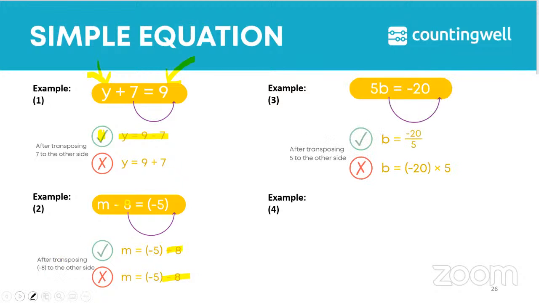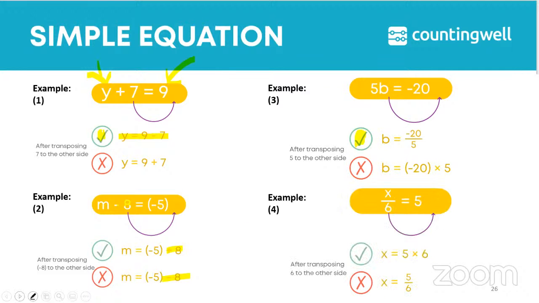Let us see the third example. Here we are transposing b, which is in multiplication with 5 to RHS. So we have minus 20 divided by 5, not minus 20 multiplied by 5. So this way is the correct way. In fourth example, we can see 6 is divided by x, and on RHS it will get multiplied to 5. So this is the correct way.